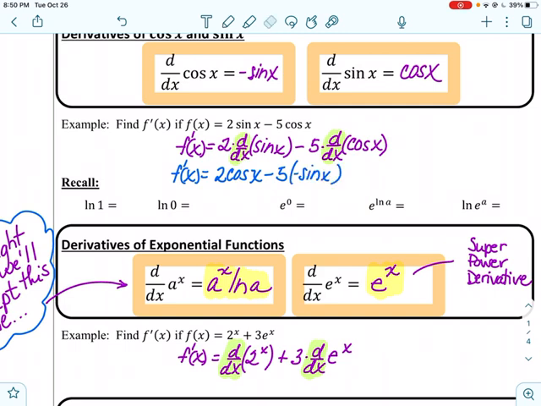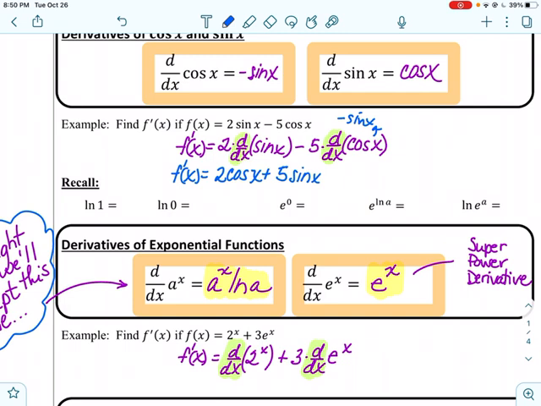So instead of doing another line, I'm going to just make that then plus 5 sine x. Because that was negative sine x for the derivative of cosine, so minus 5 times negative sine x is plus 5 sine x. Okay, there you have it.